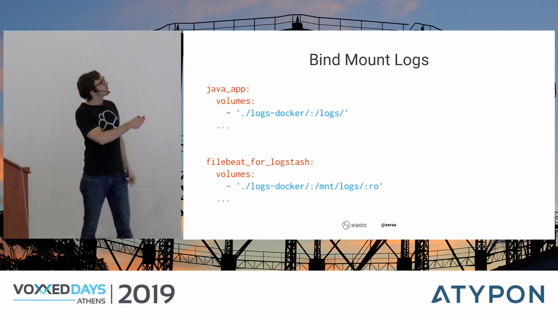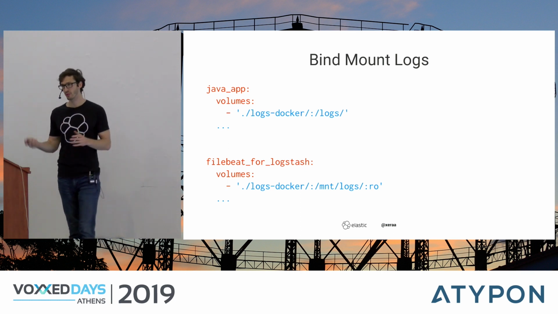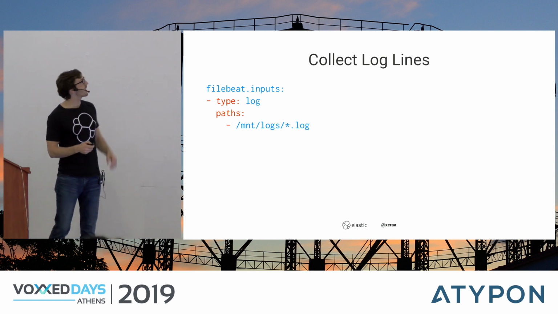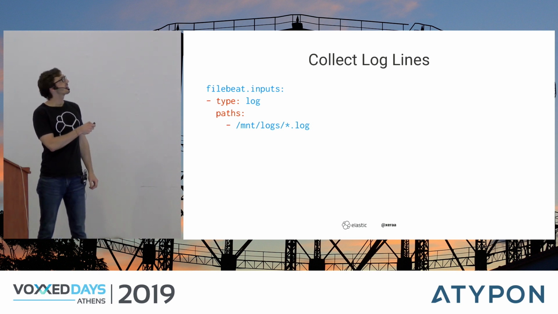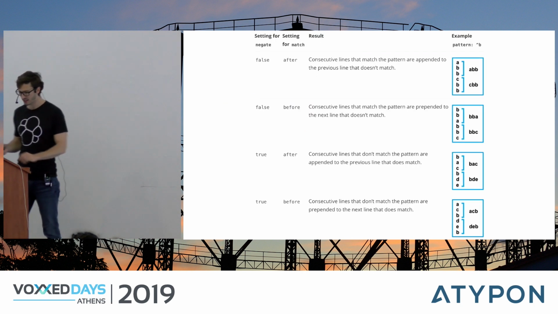So from within the Java application, where it logs to logs, I put it on logs Docker, and then in the FileBeat sidecar, I take those logs and put it inside the container. And then my Docker FileBeat can just take those logs and forward them. And then, just to collect the log files, I basically say, okay, anything that is a log file, I want to take and forward. So that is what we're doing here. And we can add some metadata as well.